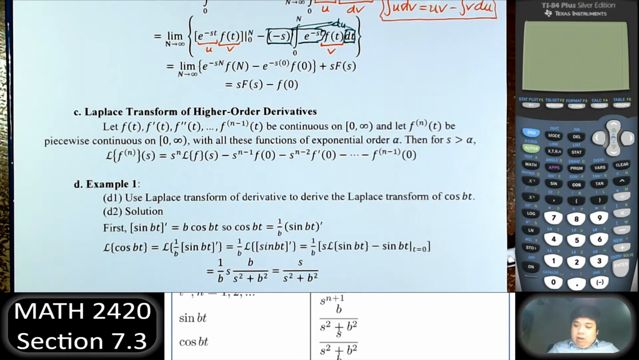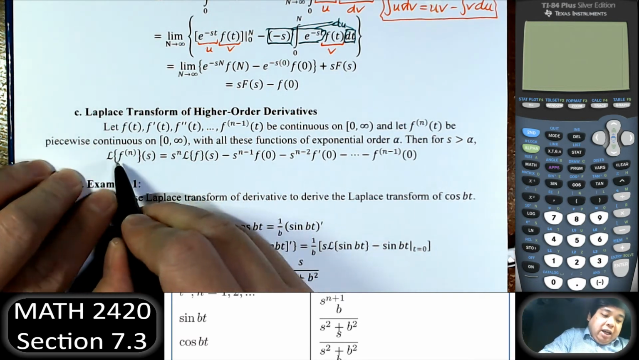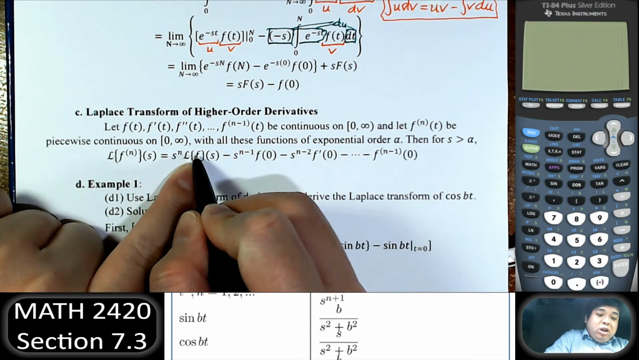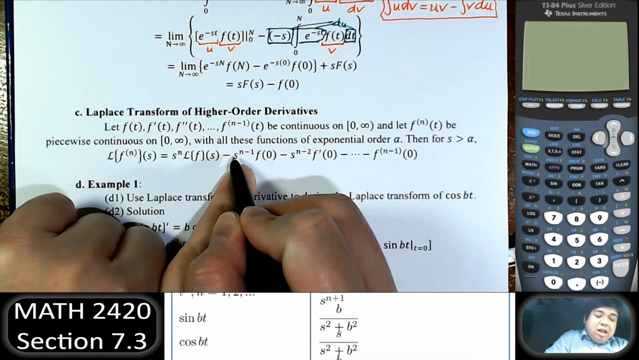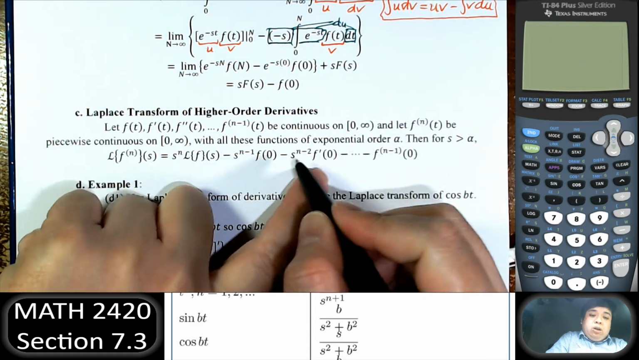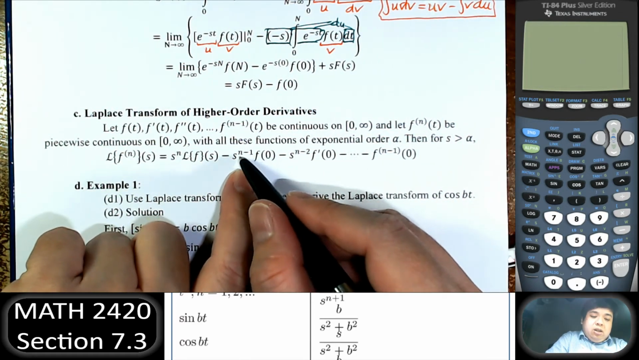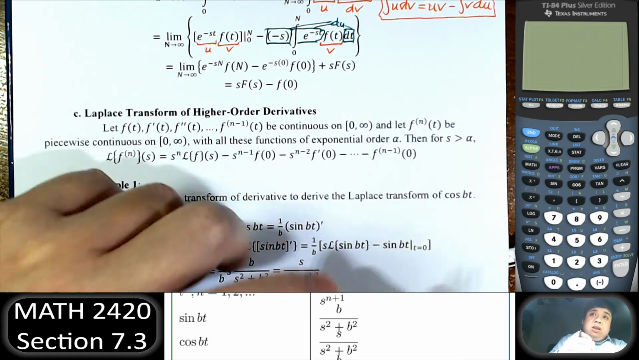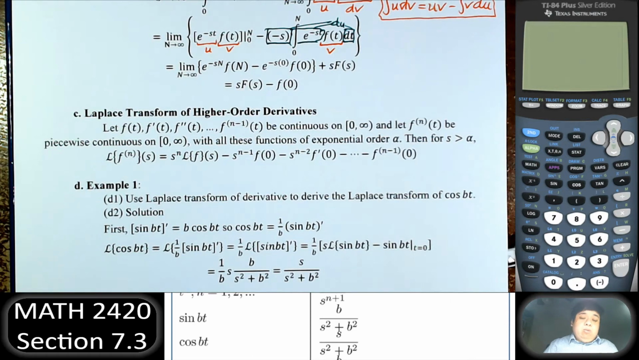Right. Now, so once again, if we have an nth derivative, we start with s to the n times the transform, and then s to the n minus 1 times the function, decreasing the degree of s and increasing the order of derivative of f.